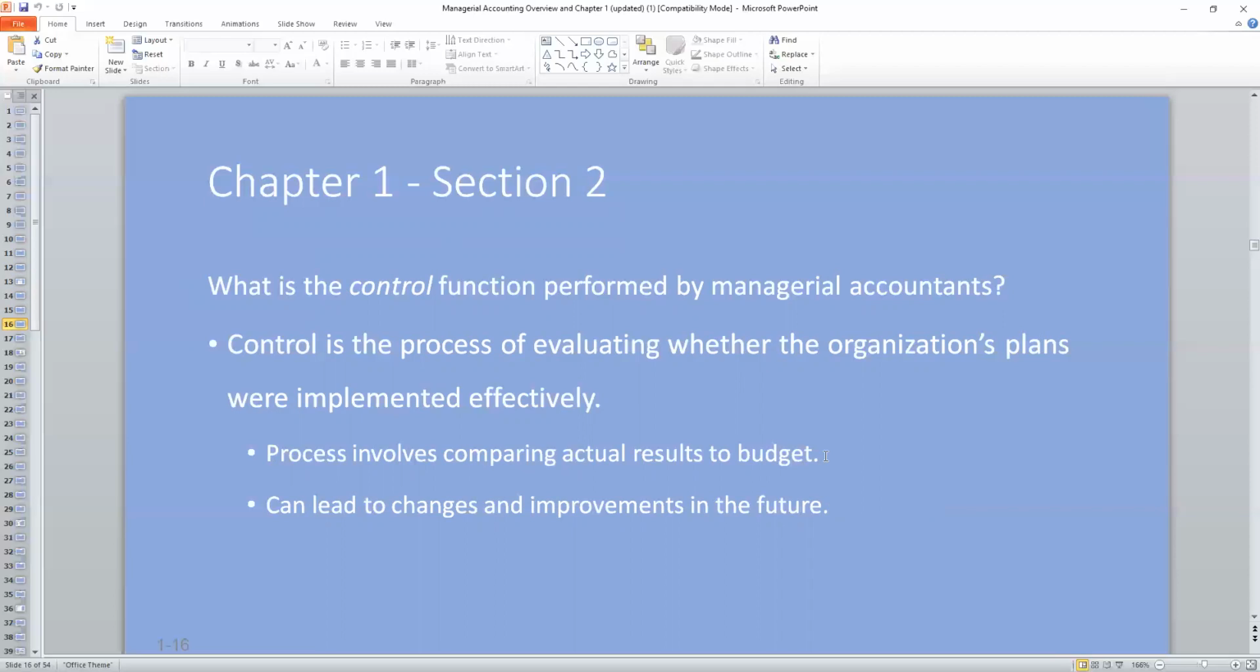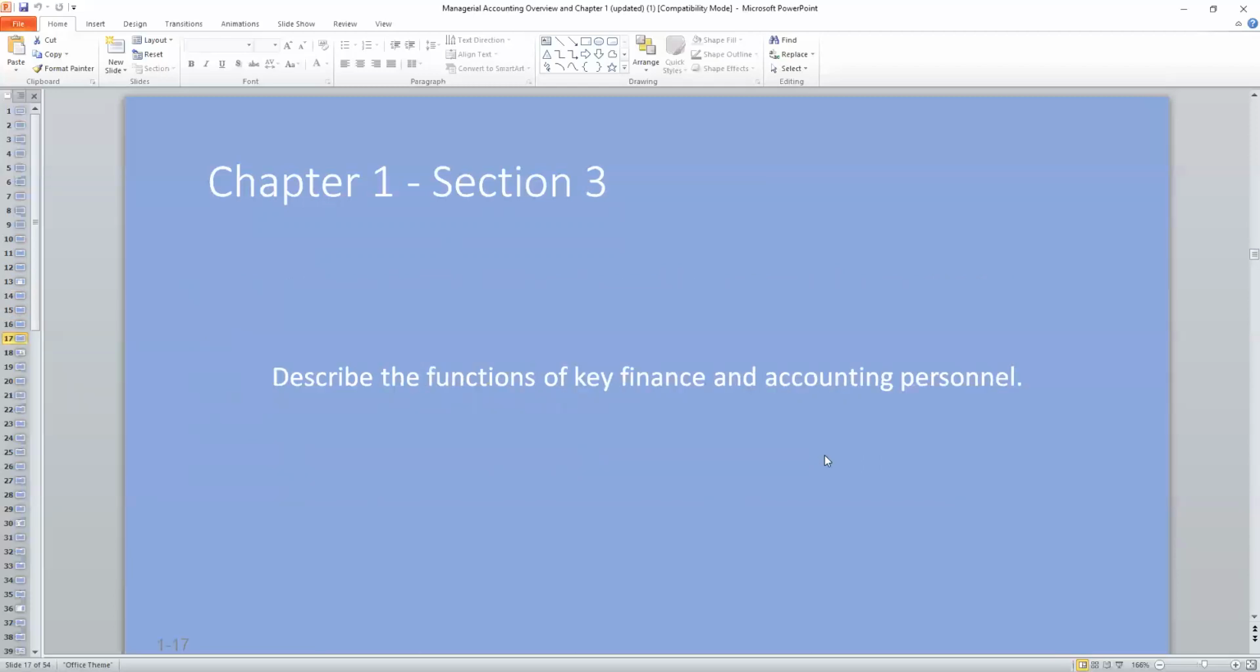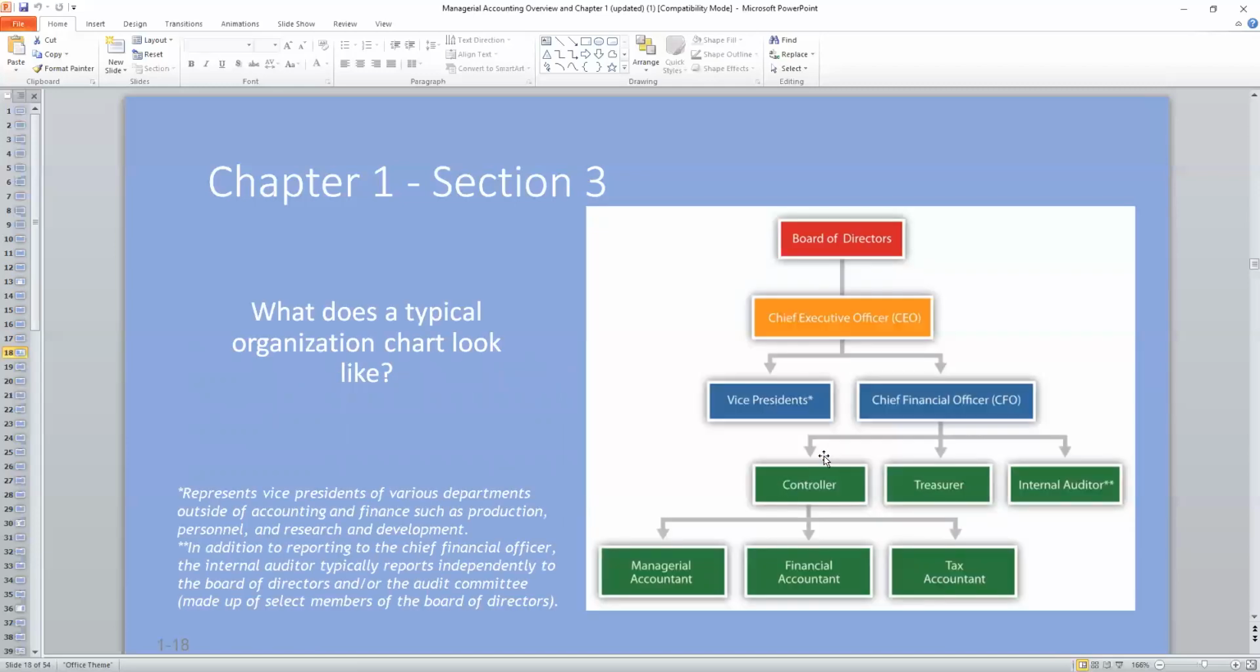The management accountant is not responsible for delivering the budget. The role of the financial and managerial accounting world really is to be more like the referee on the field than it is to be one of the players who's responsible for achieving things. So when we look at the key functions of finance and accounting personnel, here's one example of what it might look like in a large organization.